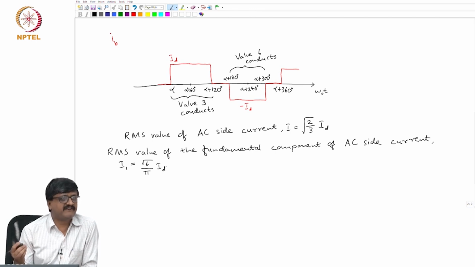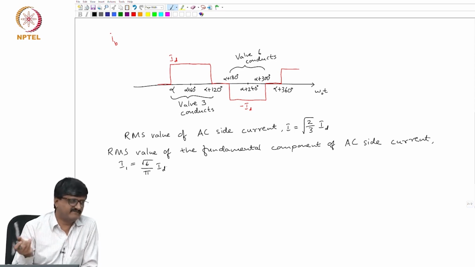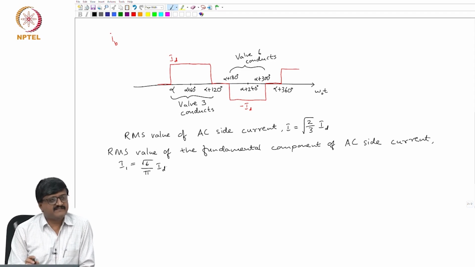It has quarter wave symmetry. We can't say anything beyond that. Odd or even is very difficult to say without knowing the value of alpha. So, it has quarter wave symmetry.